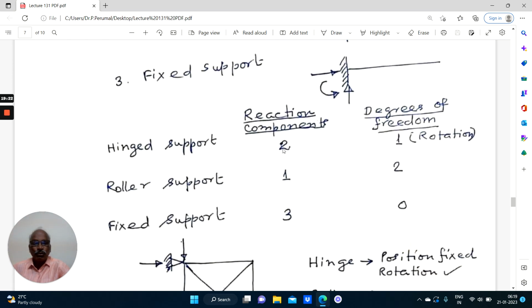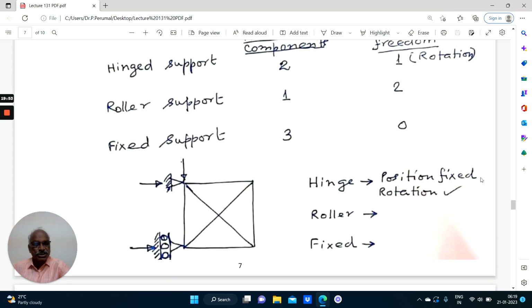Hinged support will have two reaction components and one degree of freedom, it is free to rotate. Example, the door hinge or hinge in the window connecting the frame and the shutter. Roller support: we have one reaction component, only a reaction component perpendicular to the plane of rollers. Other two degrees of freedom. Here, three reactions are possible, no degree of freedom.